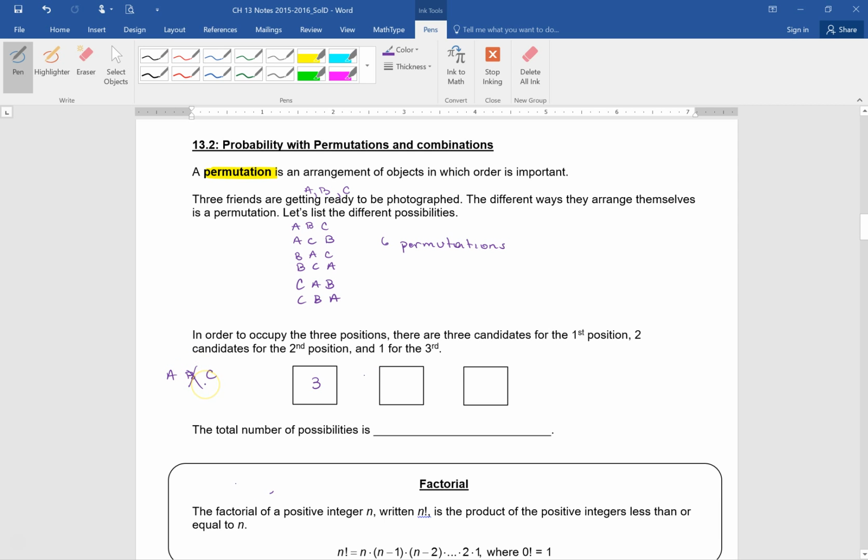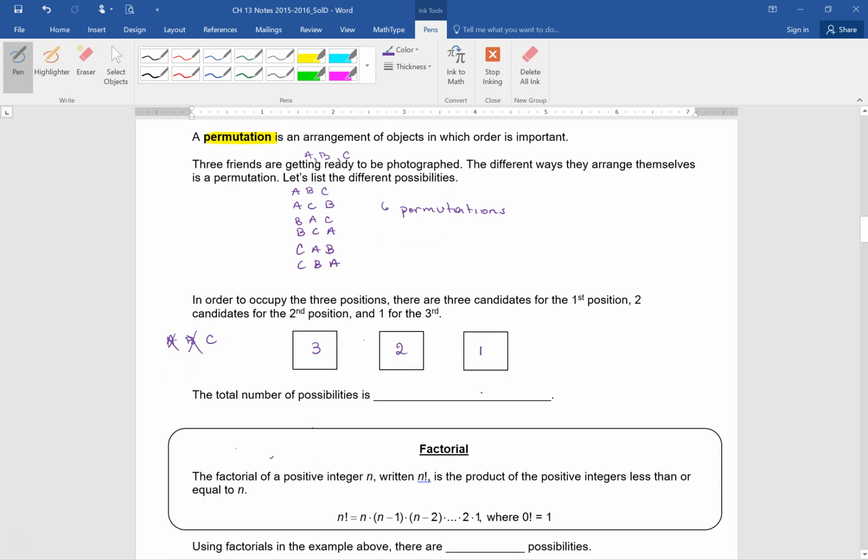Now suppose that person went over there. How many people do you have now to choose from? Two. Suppose that guy went over there. How many people do you have now to choose from? Just one. So if these were each stages, then think of the fundamental counting principle, right? The total number is how many choices you have at each stage multiplied by each other. So then the total number of possibilities would be 3 times 2 times 1, 6.